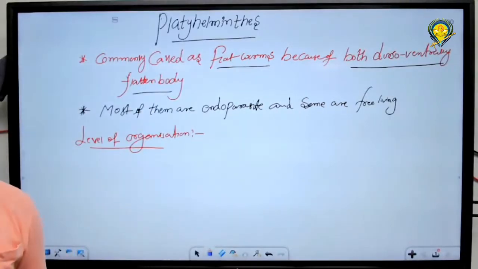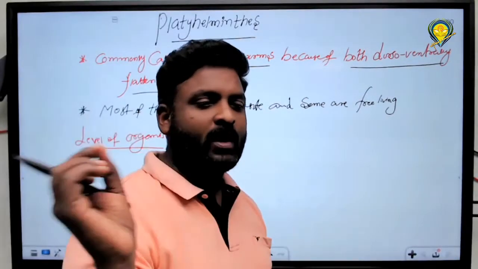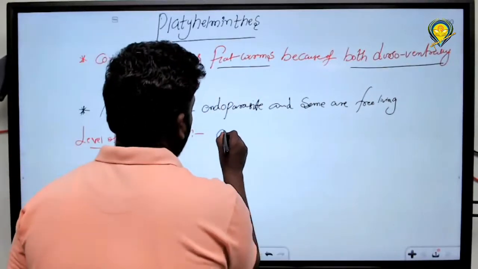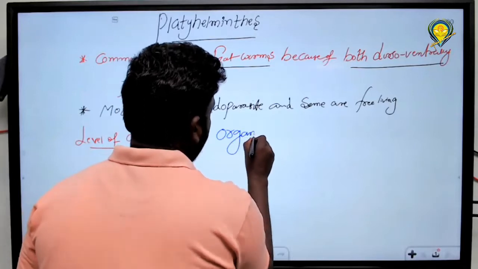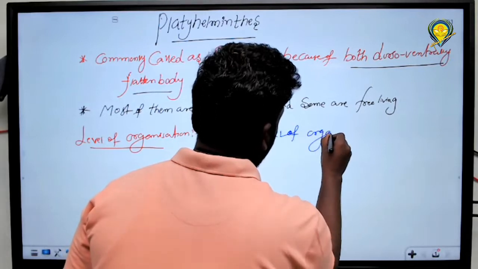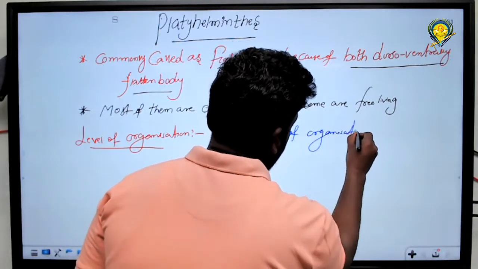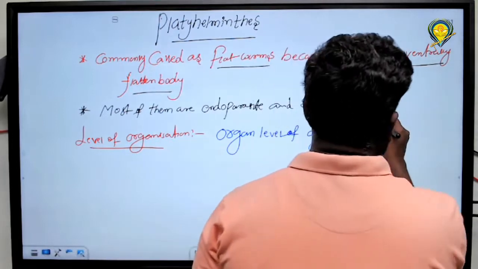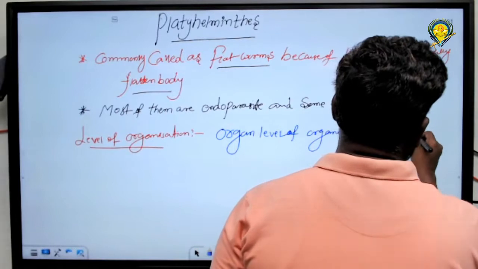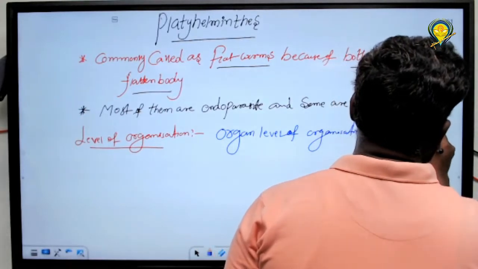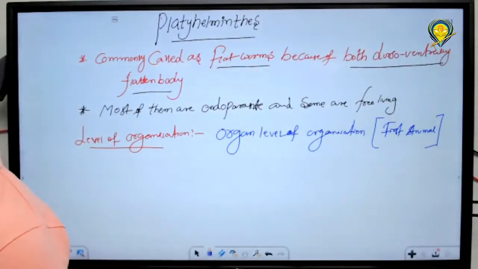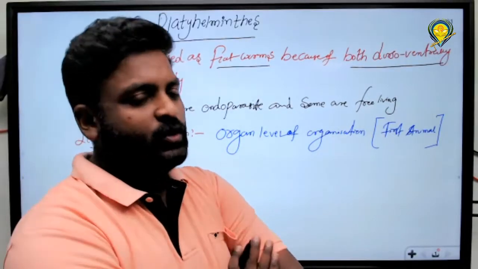Tell me what? Organ level, and you have to write in bracket: this is the first animal which exists. Got it? Organ level of organization. In bracket, first animal, right or not? Good.